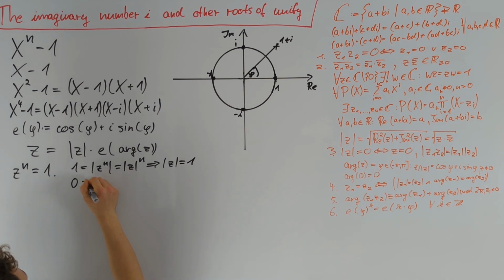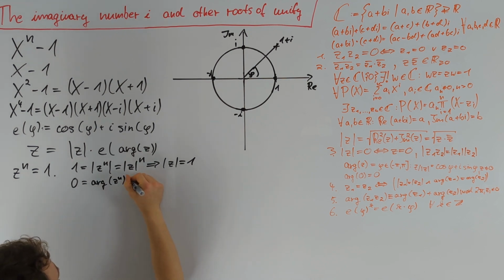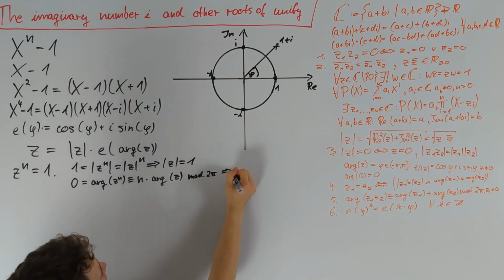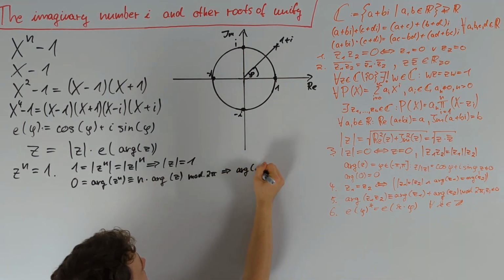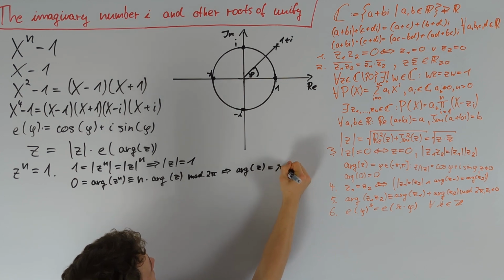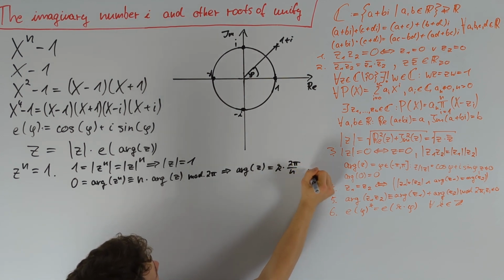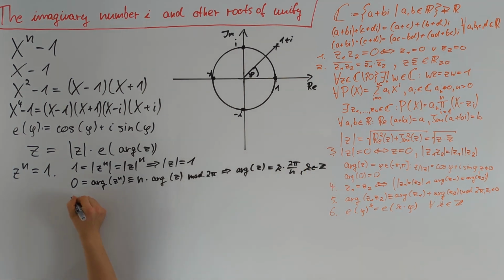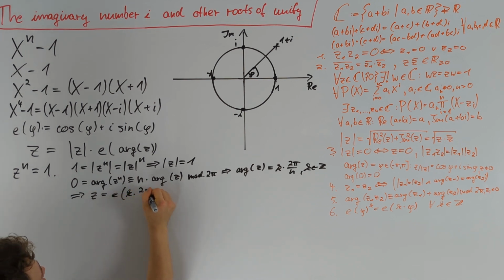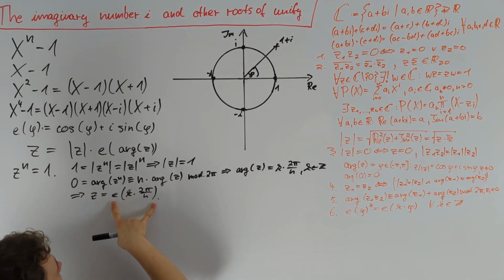Moreover, 0 is the argument of 1, or the argument of z to the power of n, which is by our exercises congruent to n times the argument of z. Therefore, the argument of z is equal to k times 2 pi over n for some k in the integers. In other words, we can conclude that z must be equal to e of k times 2 pi divided by n. Indeed, if we plug such a value into the polynomial x to the power of n minus 1, we get 0. Therefore, all of those values are roots of x to the n minus 1.